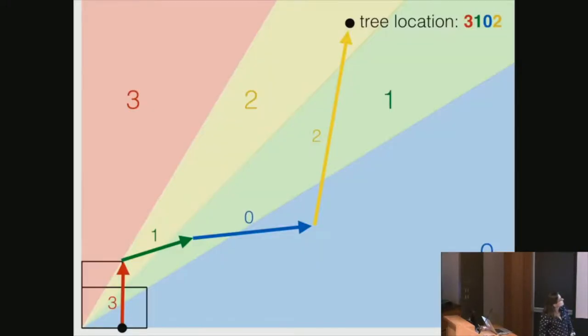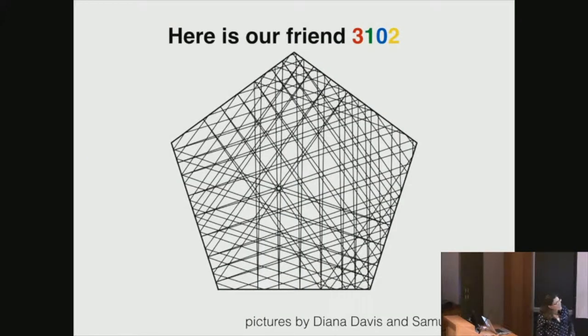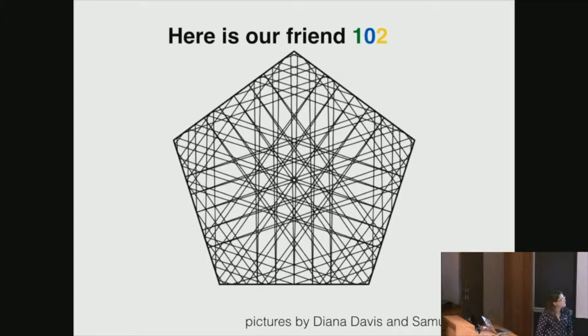Okay. So we can use these to draw pictures, and that's what we did. Because we couldn't prove our theorem, we at least wanted to draw lots of beautiful pictures. So at tree location 3102, the one that we've been using as an example, look at this beautiful picture. It's practically like art. And it existed, just nobody had ever seen it till we discovered them. Here's one other one, 102. Pretty nice, yeah?